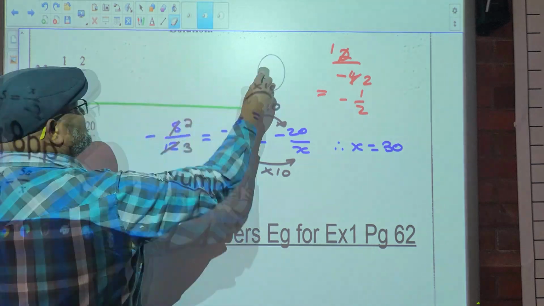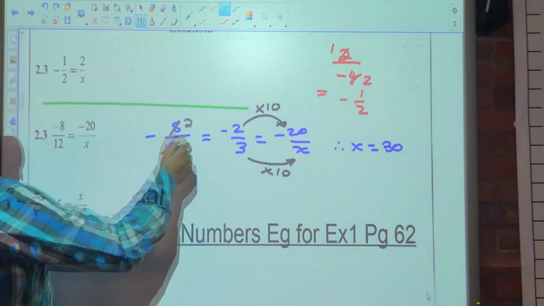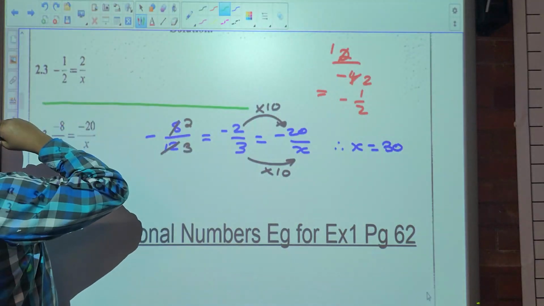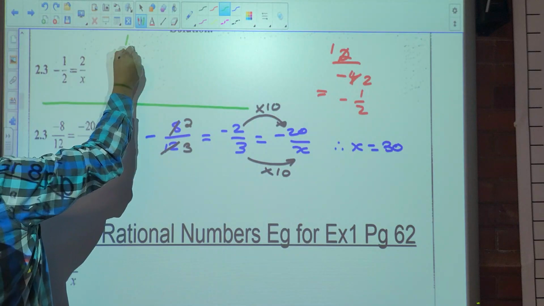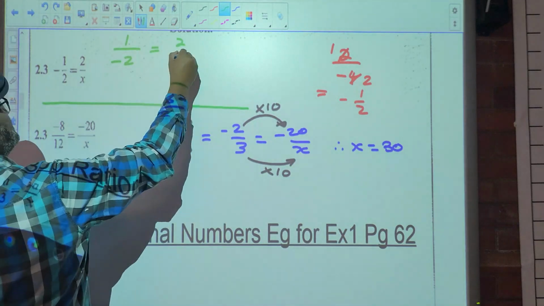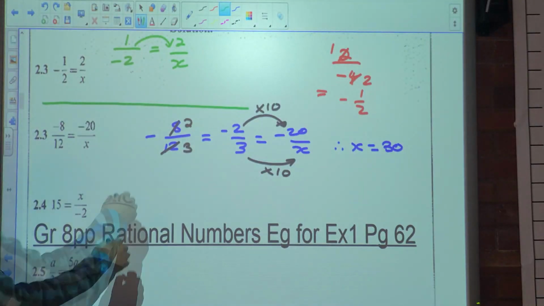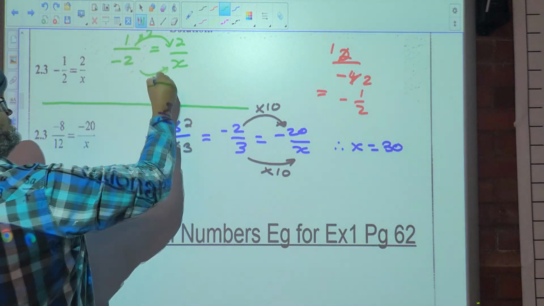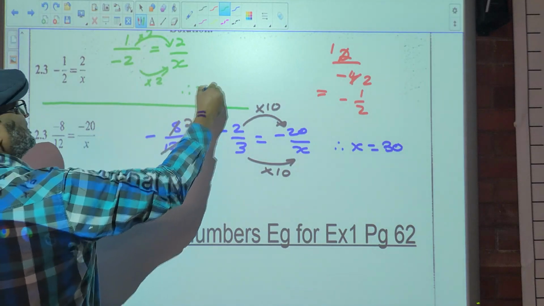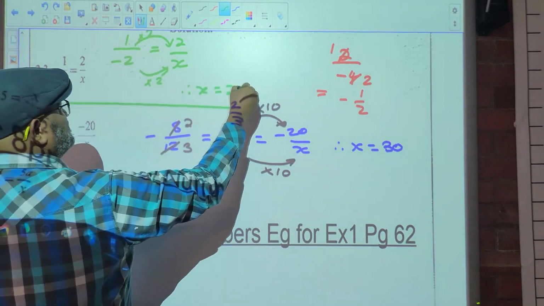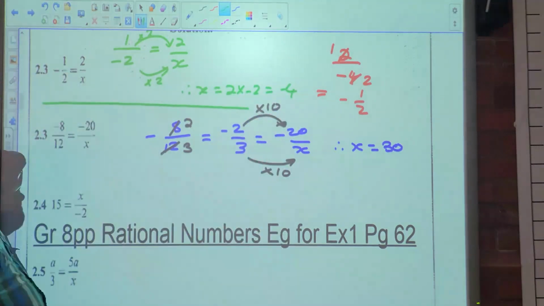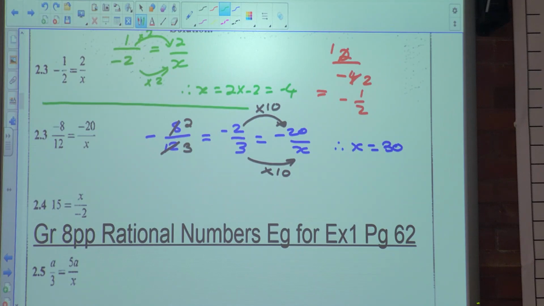Let's put it at the bottom. Remember the answer was negative 4, no? Right. Let's put it at the bottom. So how do I get from 1 to 2? Times by 2. So you multiply that also by 2. So what is 2 times negative 2? Still negative 4. Right. There was a question at the back.